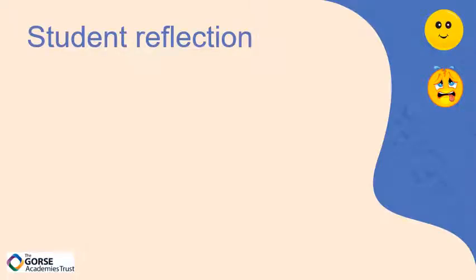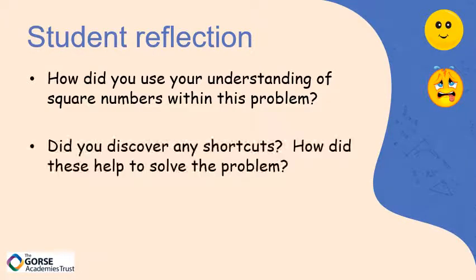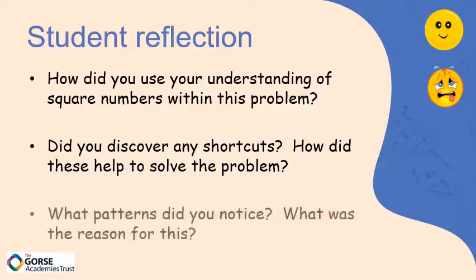So here are some questions to reflect on today's lesson, and you can use these as part of your reflection in your Bridging Units booklet. So how did you use your understanding of square numbers within this problem? Did you discover any shortcuts? How did these help to solve the problem? What patterns did you notice, and what was the reason for this? Use these questions to help in recording in your Bridging Activities reflection booklet.